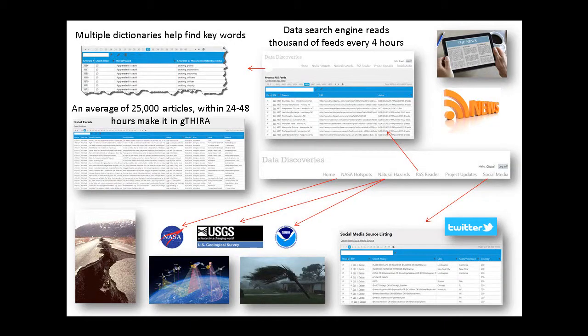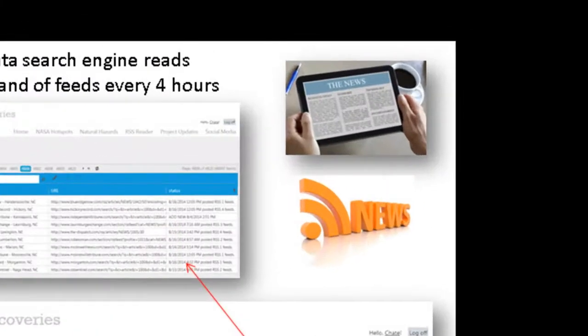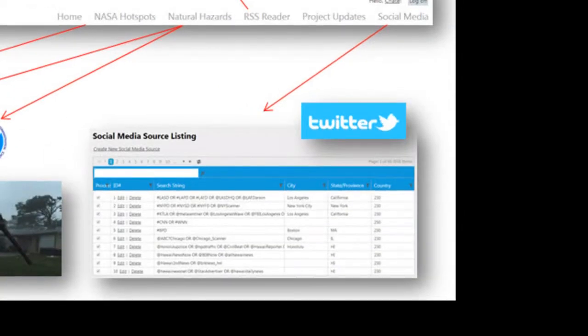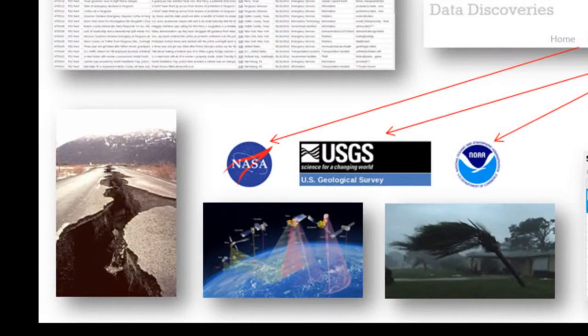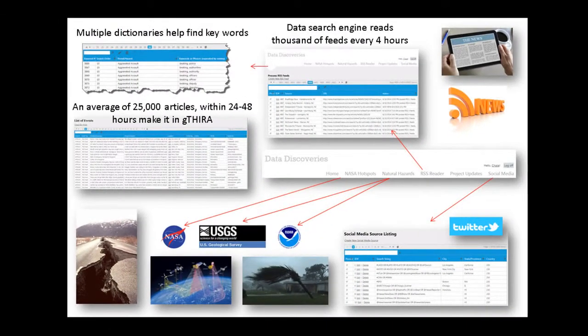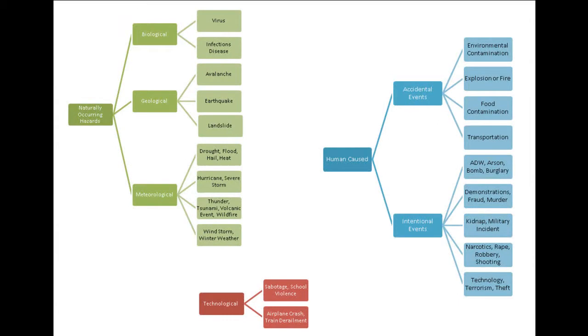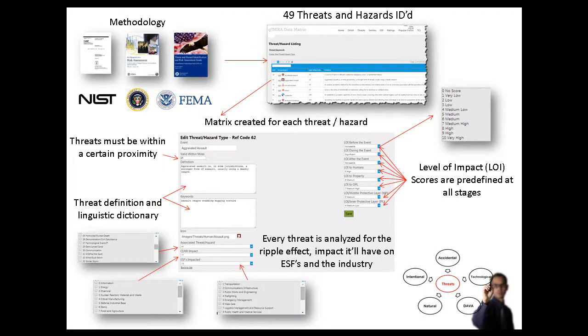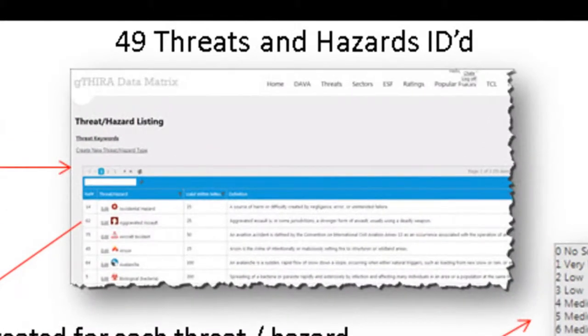The data sources are scattered around the World Wide Web as news media services, social media sites, government, and university database stores. The system reads the articles or news stories and quickly determines which of the 49 threats or hazards it would be categorized as.